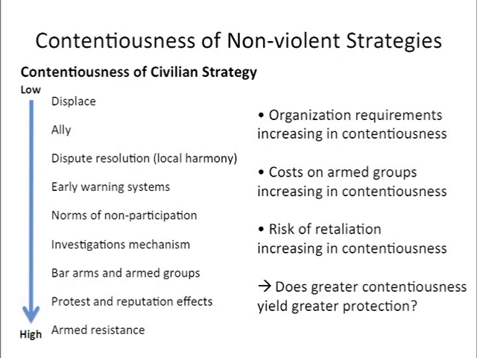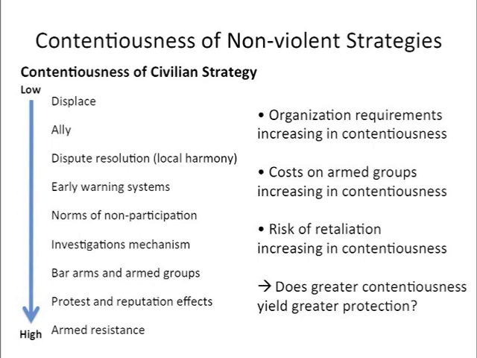these strategies, but you could essentially think about these strategies varying on a scale from low contentiousness to high contentiousness, where low would be displacing or exactly doing nothing, has no organizational requirements, civilians can leave and don't impose many costs on armed groups. This can go all the way down to protest and armed resistance, where you're actively imposing costs on armed groups. It requires great organization, and it also might risk retaliation.